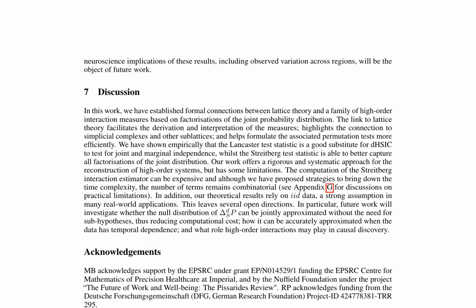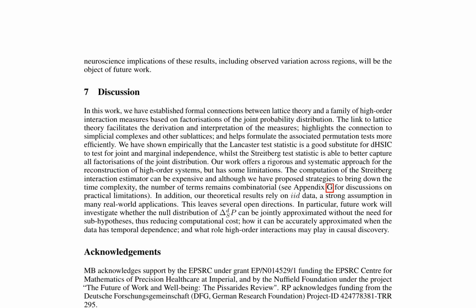In this work, the authors establish formal connections between lattice theory and a family of high-order interaction measures based on factorisations of the joint probability distribution. This connection facilitates the derivation and interpretation of these measures, highlighting their relationship to simplicial complexes and other sublattices. It also aids in formulating the associated permutation tests more efficiently.